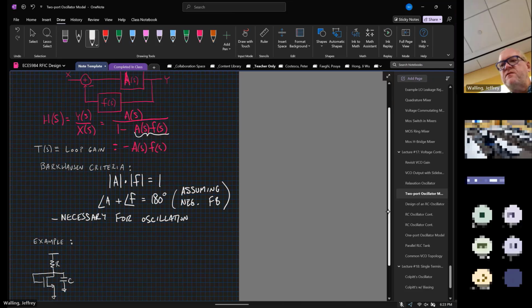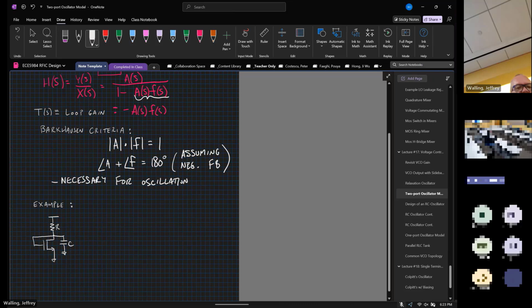Okay, so let's check out an example of a ring oscillator. All right, so here is our ring oscillator. We're going to try and get really simple here with our ring oscillator. We have an inverter. So the drain voltage of this common source stage is inverted in phase from the gate voltage, right? So if I loop the output back to the input, does this oscillate?